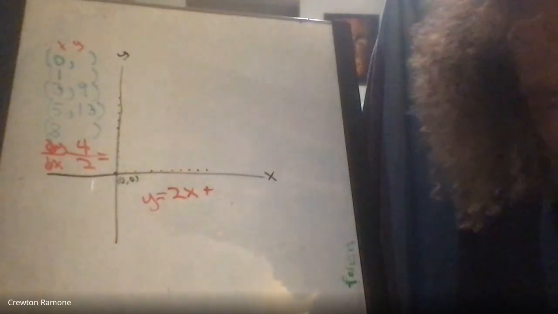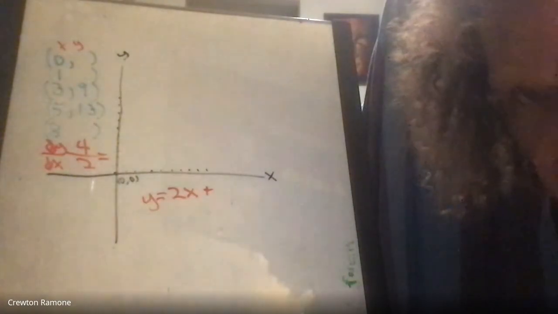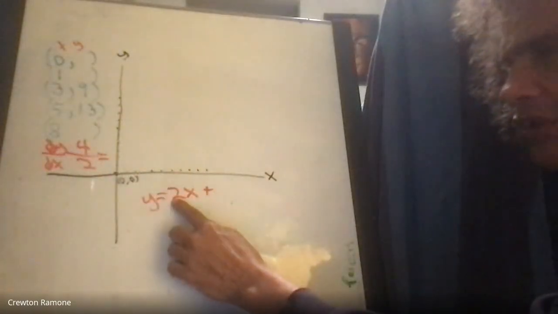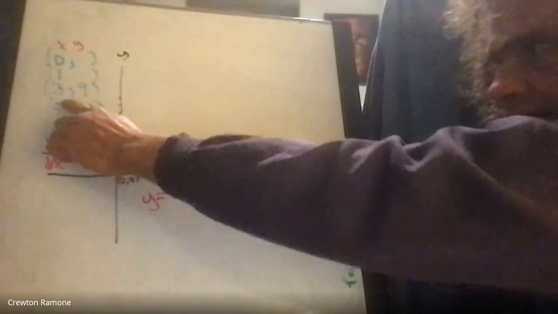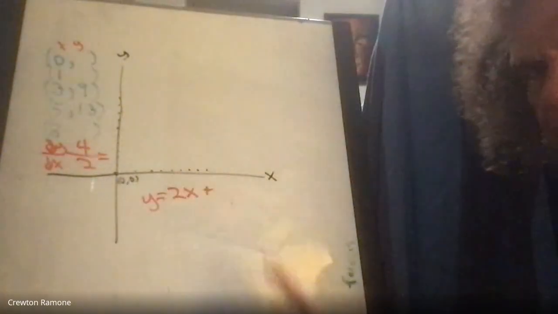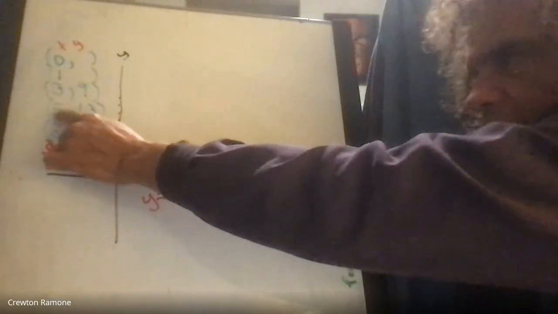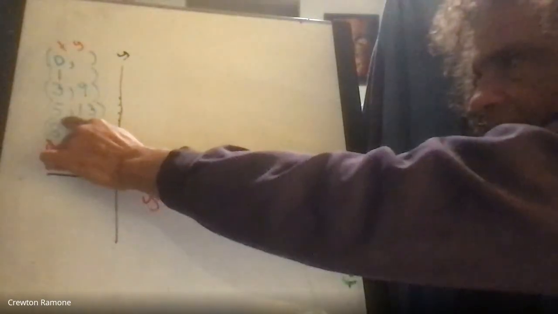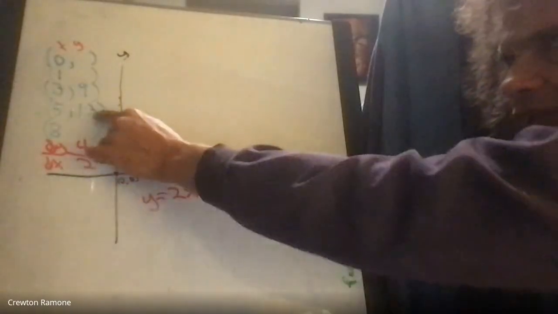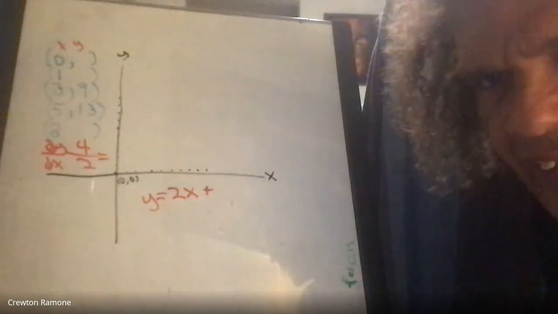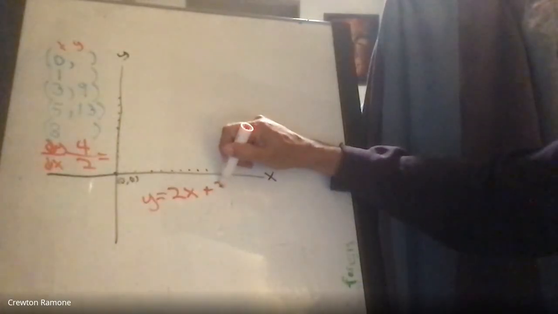David, this is supposed to be 9, but when I multiply by 2, I only get 6. How much do I have to add to get to 9? You have to add 3 more. And over here, it's 5, and 5 times 2 is 10, but it's not 10, it's 13. So how much more do I have to add to 10 to get to 13? There you go. So it's going to be y equals 2x plus 3.